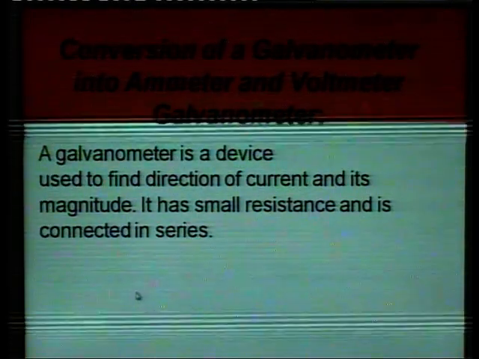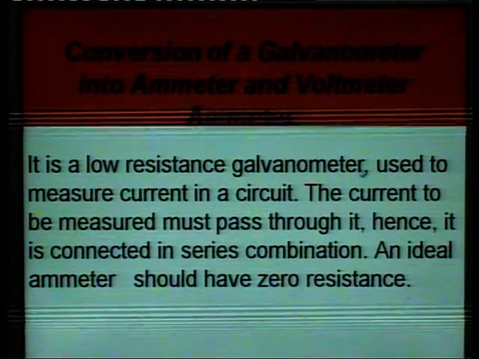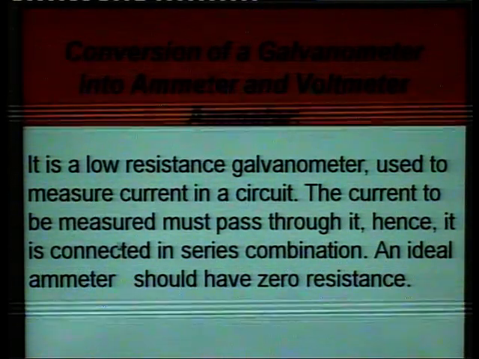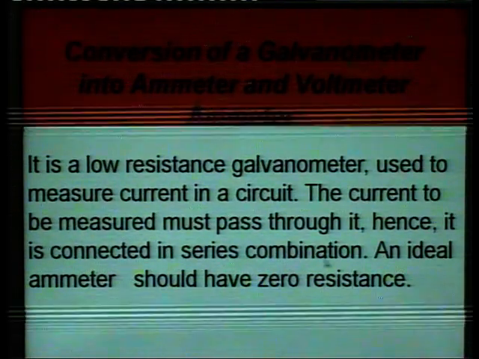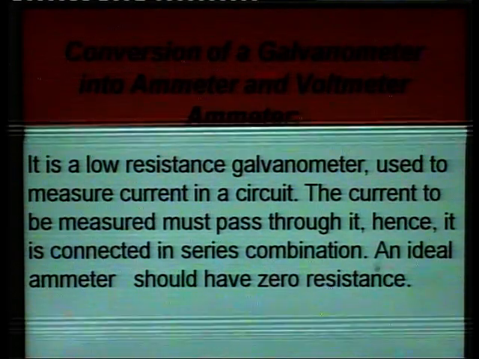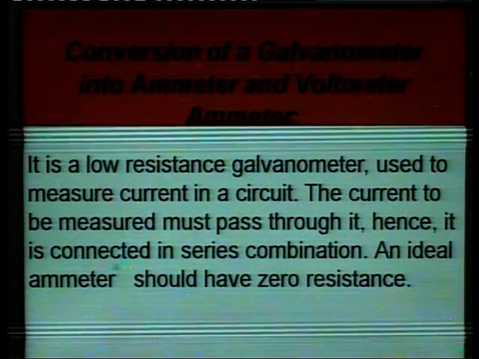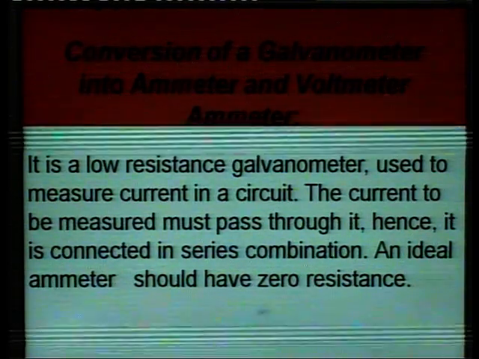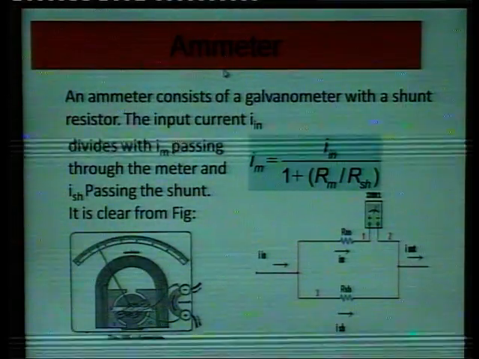What is an ammeter? It is a low resistance galvanometer used to measure current in a circuit. The current to be measured must pass through it, hence it is connected in series combination. An ideal ammeter should have zero resistance. So an ammeter should have low resistance, as we are required to pass the current through it. It has to measure the current, it is connected in series, and ideally it should have zero resistance. So an ammeter is shown here.